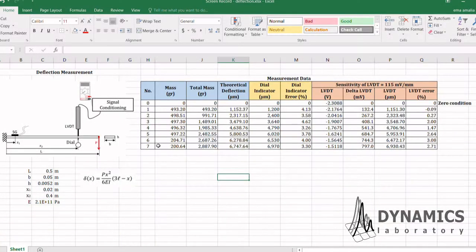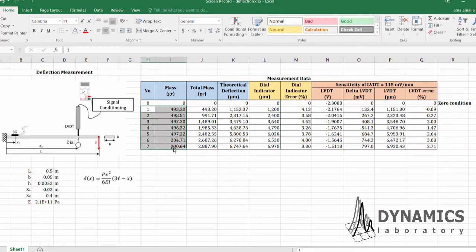We continue to data processing of deflection measurement. First, we need to calculate the theoretical beam deflection based on formula. On your left, you can see the beam dimension and also the location of the sensors. Therefore, based on this formula, you can calculate the theoretical beam deflection.